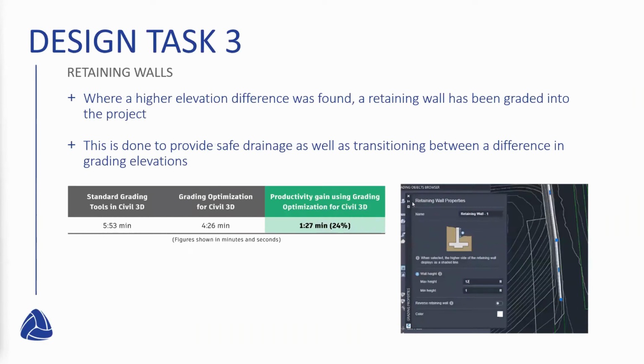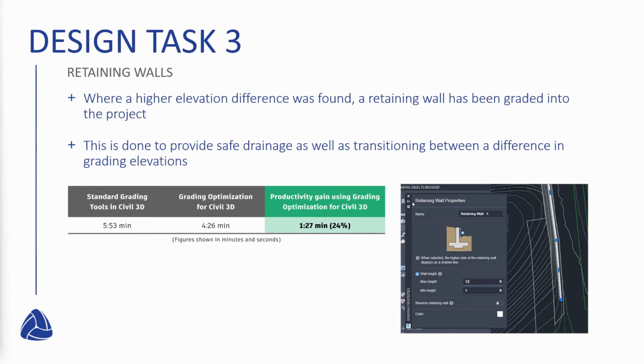Then moving on to design task 3. That is where the guys at Autodesk went and did their retaining walls. So basically, they just placed a retaining wall where there was a higher elevation difference between the two gradings, or between any two gradings. They went and added retaining walls. So this is done to provide safe drainage as well as a transition effect between two different grading elevations.